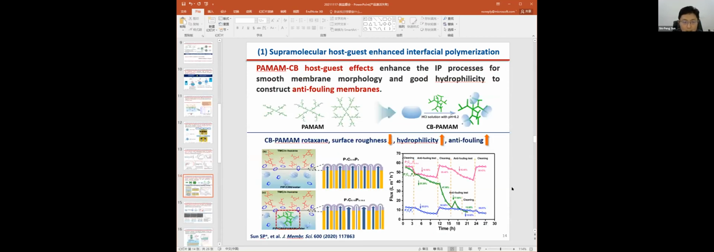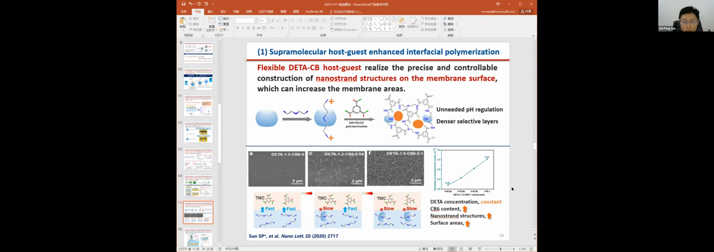Also, we tested the Parman CB host-guest complex, because Parman is a large molecule. Its diffusivity is already lower than the PIP, so it can give us a much lower surface roughness, and also it brings hydrophilicity on the membrane surface. In this way, the membrane has very good anti-fouling performance.